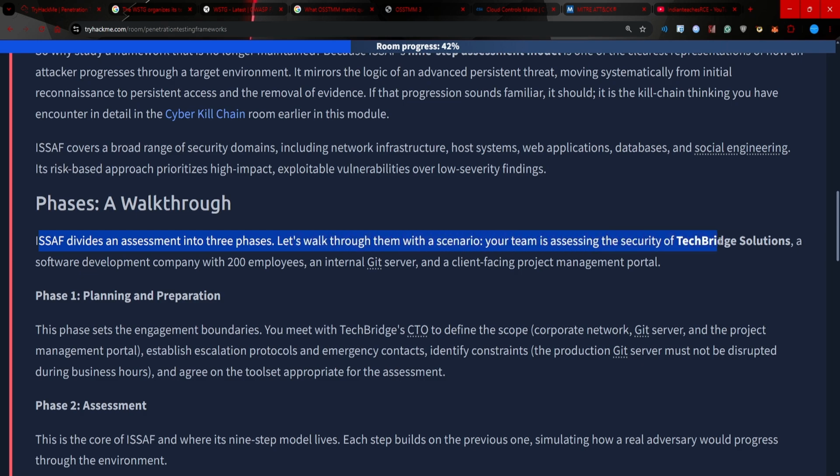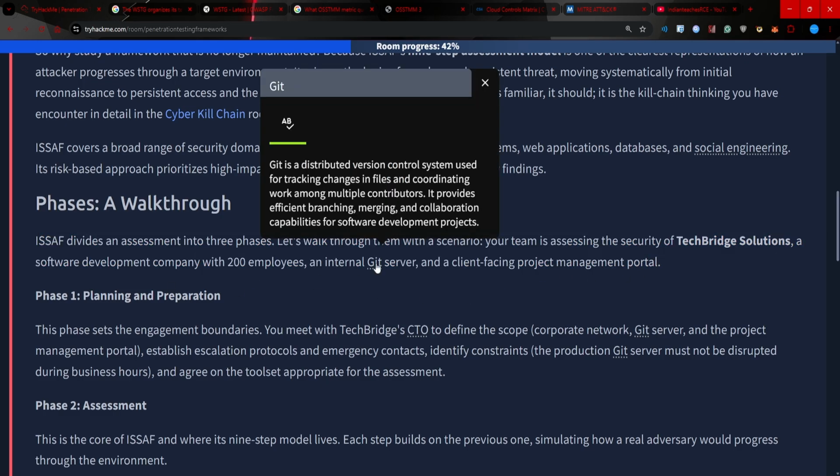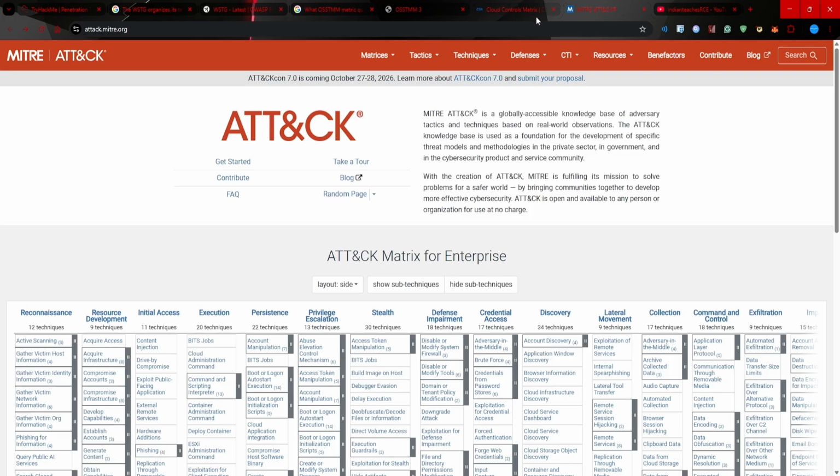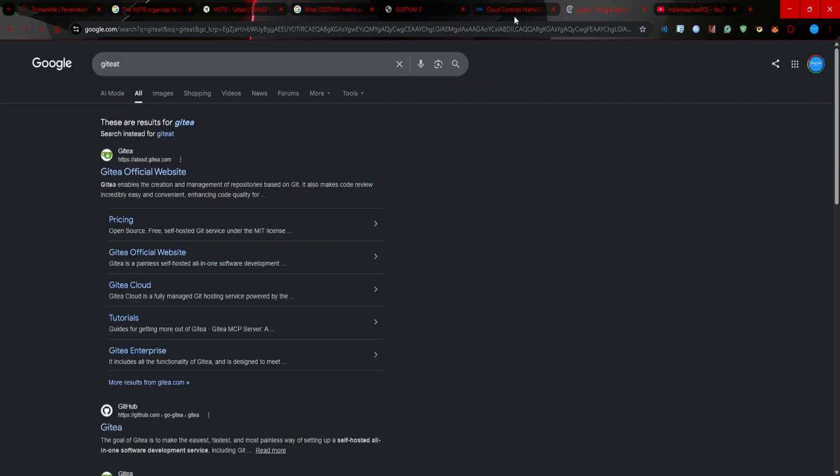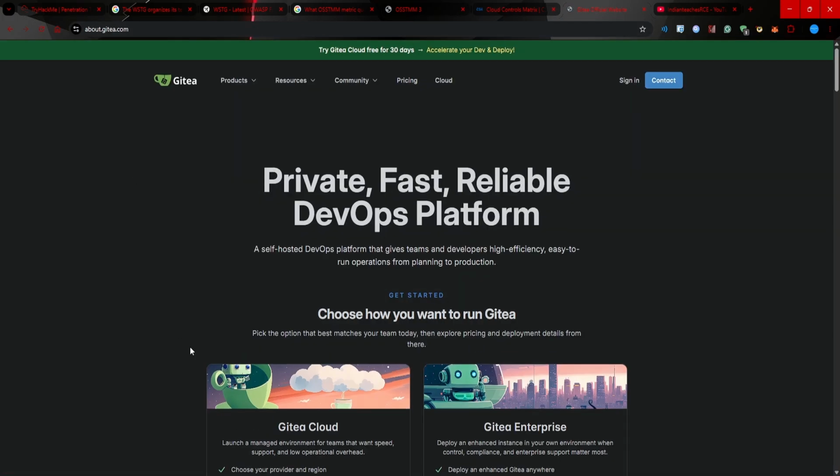Your team is assessing the security of TechBridge Solutions, a software development company with over 200 employees, an internal Git server, and a client-facing project management portal. Basically a Git server. Right. Yeah, Git official website.